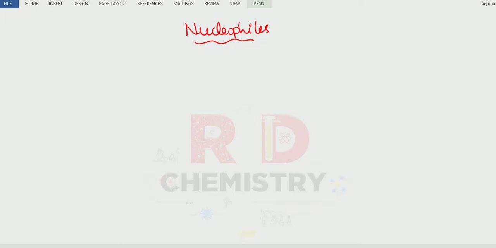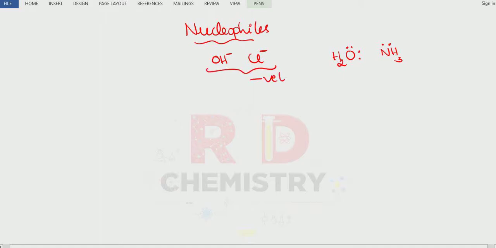Students, what do you mean by nucleophiles? Nucleophiles are negatively charged species like OH minus, chloride, Cl minus. These are called the nucleophile. Any species that is negatively charged is called a nucleophile. Or you can also take water as the example. Water contains lone pair, correct? Ammonia NH3 contains lone pair. Any species containing lone pair is also called as the nucleophile. In the first case, these are negatively charged. In the second case, water and ammonia are neutral nucleophiles.